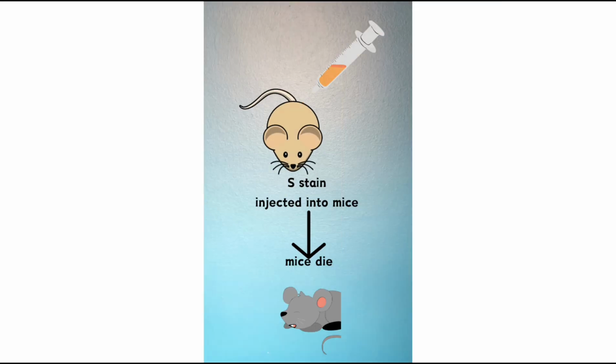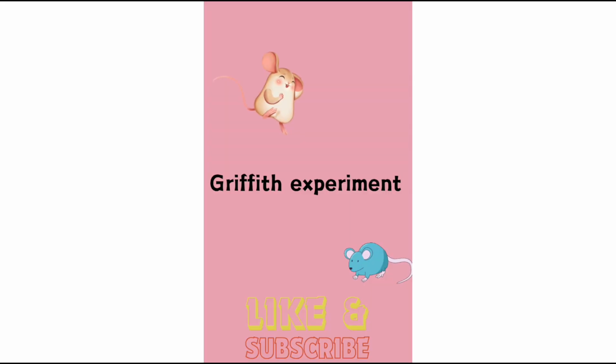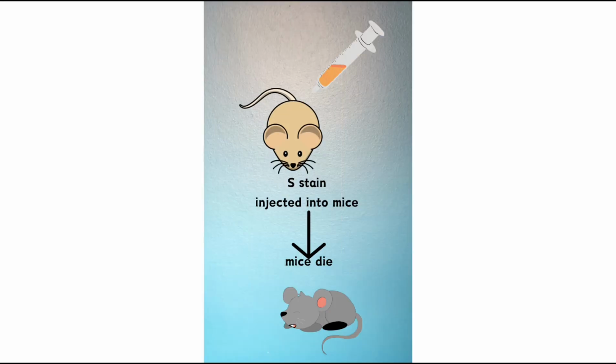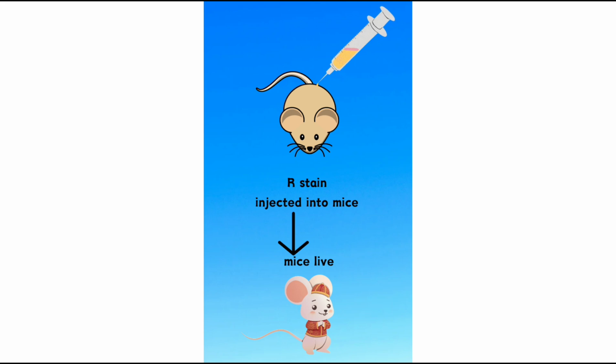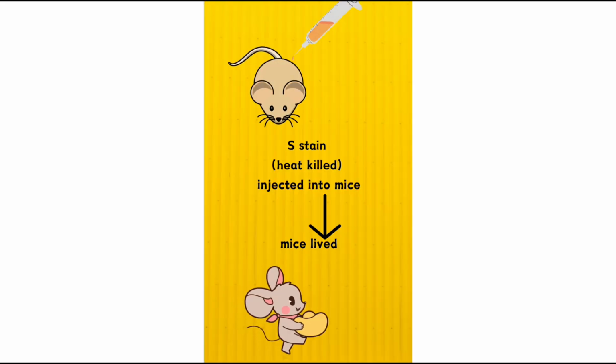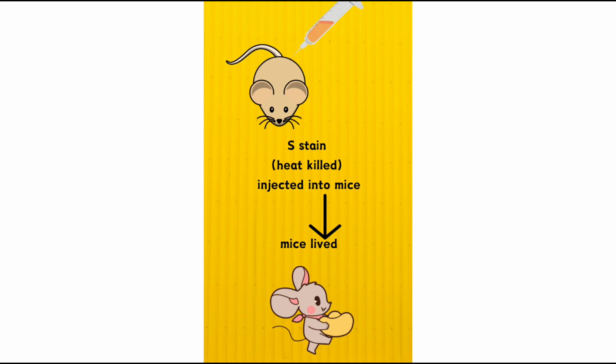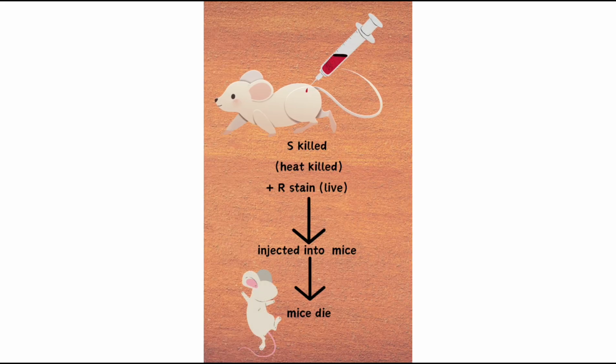So the S strain bacteria have a mucus polysaccharide coat while the R strain does not, and mice infected with the virulent S strain die from pneumonia infection, but mice infected with the R strain do not develop pneumonia. So when the S strain is injected in mice, the mice died, whereas when the R strain is injected in mice, the mice lived.